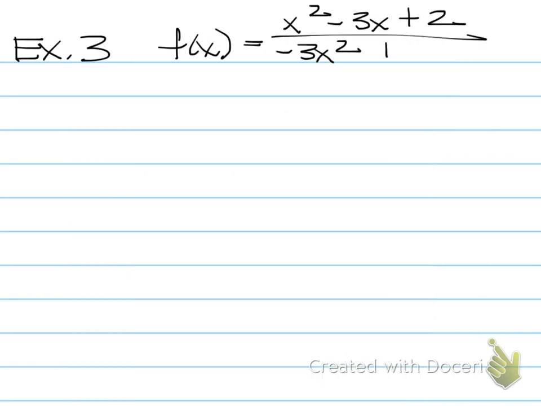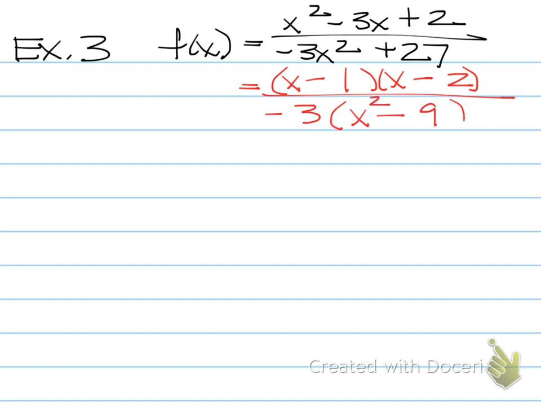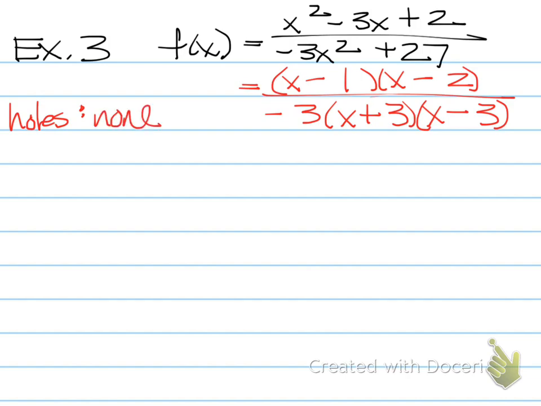Next example, last example. We need to factor the numerator and denominator. Once we have the numerator and denominator all factored, we want to identify any holes. There's no factors that we can cancel in the numerator and denominator, so there will not be any holes. For the x-intercepts, we set the factors in the numerator equal to 0. So we'll have x-intercepts at 1 and at 2.